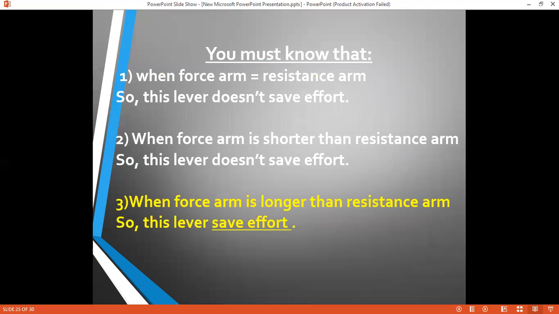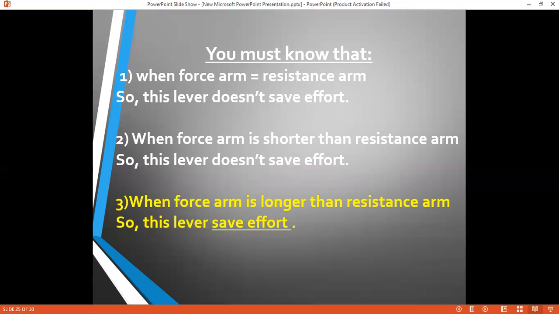So what do you think if force arm equals resistance arm? For example, seesaw. It's an example of force arm equal to resistance arm, right? What do you think about this type of lever? In this case, does the lever conserve or save any effort? That's right, no. This kind of lever doesn't save any effort.